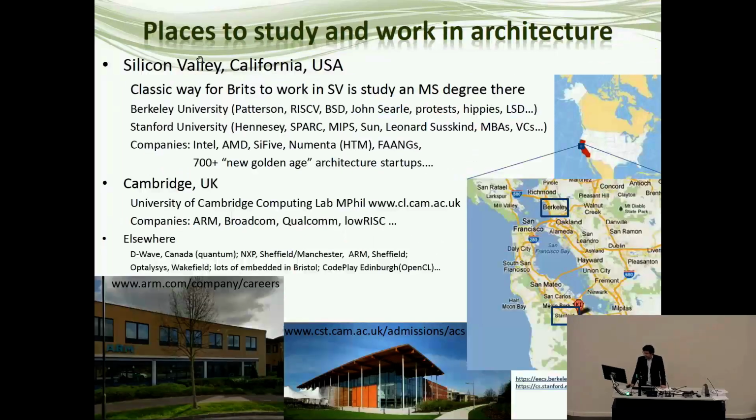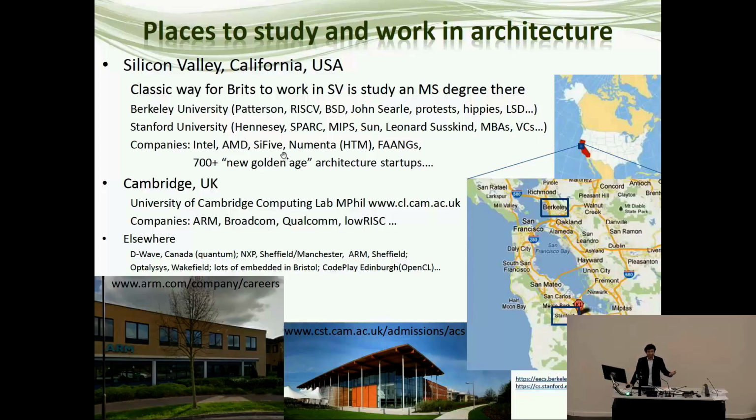To continue this, most of the work is in Silicon Valley, which is here. The classic way to work in architecture is to get yourself to Silicon Valley. The classic way to do that is to do a master's degree at either Stanford or Berkeley. And then work for one of the big companies in the valley itself. Doing the MS will help you with your visas and so on. Berkeley is known for RISC-V and Patterson and protests and hippies and LSD, and Stanford is known for Hennessy and MIPS and Sun Microsystems and MBAs and venture capitalists. So choose your style if you go over there.